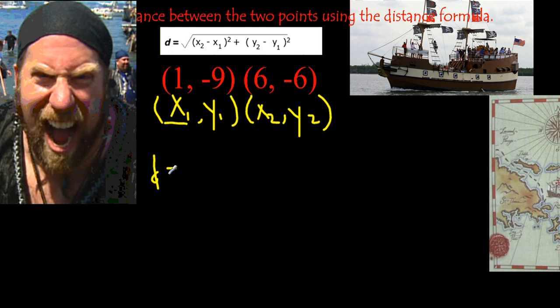So we're going to fill our values in now. So D equals the square root of, and it tells us to fill in x2. x2 has a value of 6, minus.